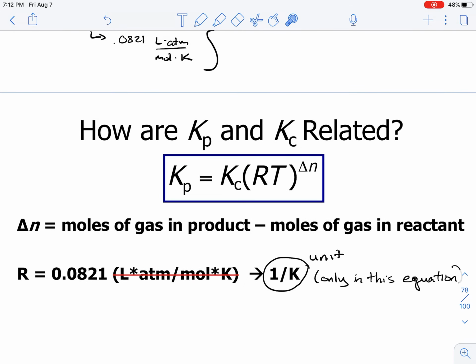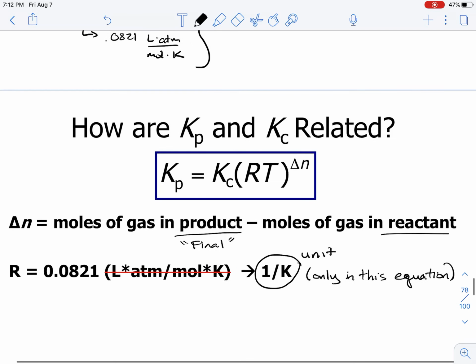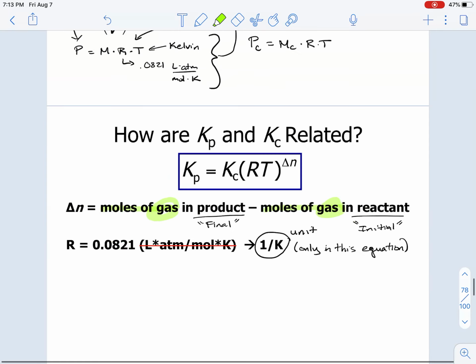And so T is going to be temperature, it's going to be in Kelvin units. And last but not least, here we see delta N. So delta N is the change in the moles of gases. And so typically it's final minus initial. And so we can think about this as the final state, the product is the final state, and the reactant is the initial state. And so please remember that we're talking about moles of gases here, gas being the identity of the substance.